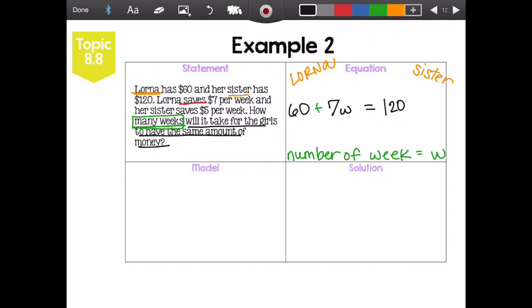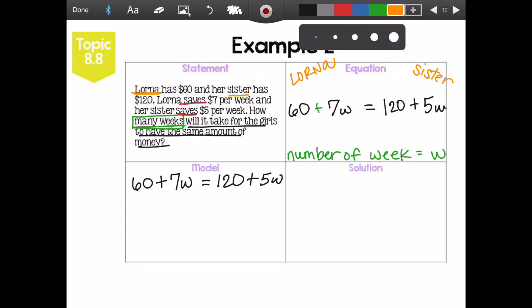On her sister's side, it says she saves $5 per week. So again, if she's saving, that means she's adding to what she already has, $5 per week. So again, the W is representing the number of weeks. Okay, so now we want to solve. We want to solve for W to determine how many weeks it is going to take for them to have the same amount. So 60 plus 7W equals 120 plus 5W.